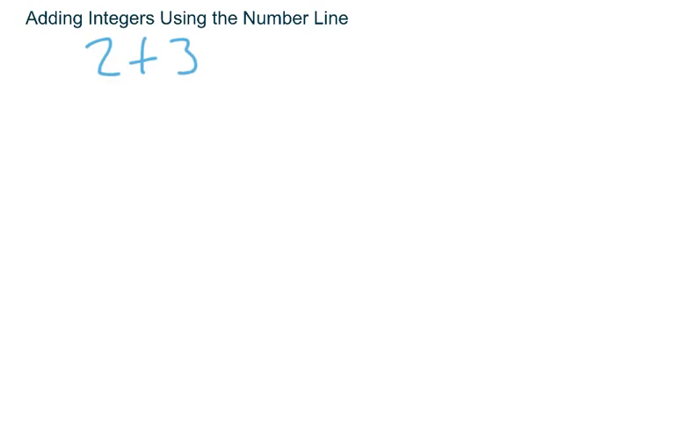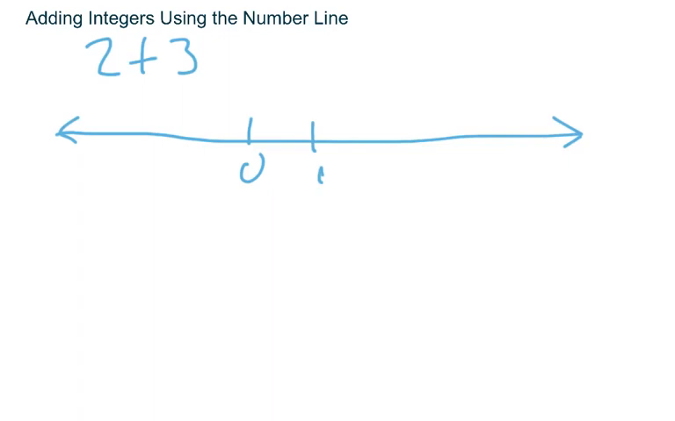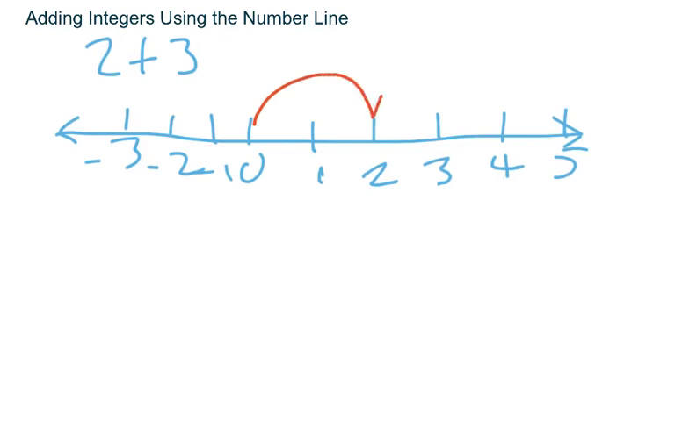2 plus 3. On a number line, let's start with a 0 here. 1, 2, 3, 4, 5, and some negatives as well. Oh, sorry, that's sort of sloppy. We can visualize 2 plus 3 as starting at 0 and skipping 2 units to the right, followed by another 3 units to the right.